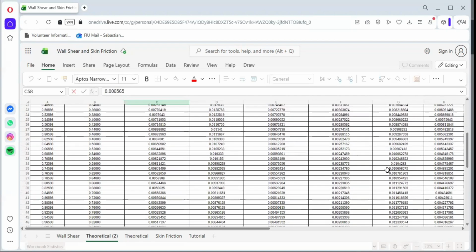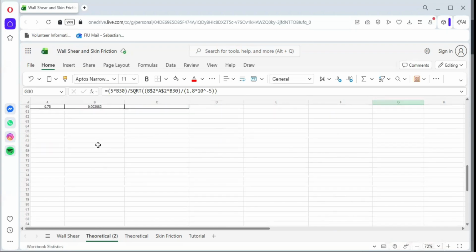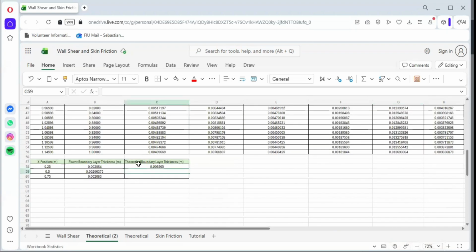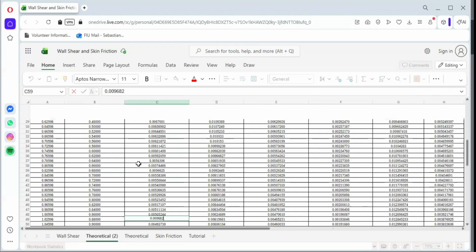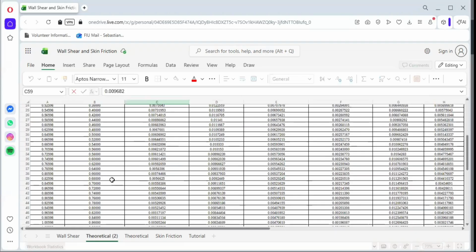And the 0.5 to find is much easier. It's this one. Okay, so it would be right here. So we get 0.9682. Okay, so here we're going to go to 0.009682. And for the last value of 0.75, we're also going to interpolate.